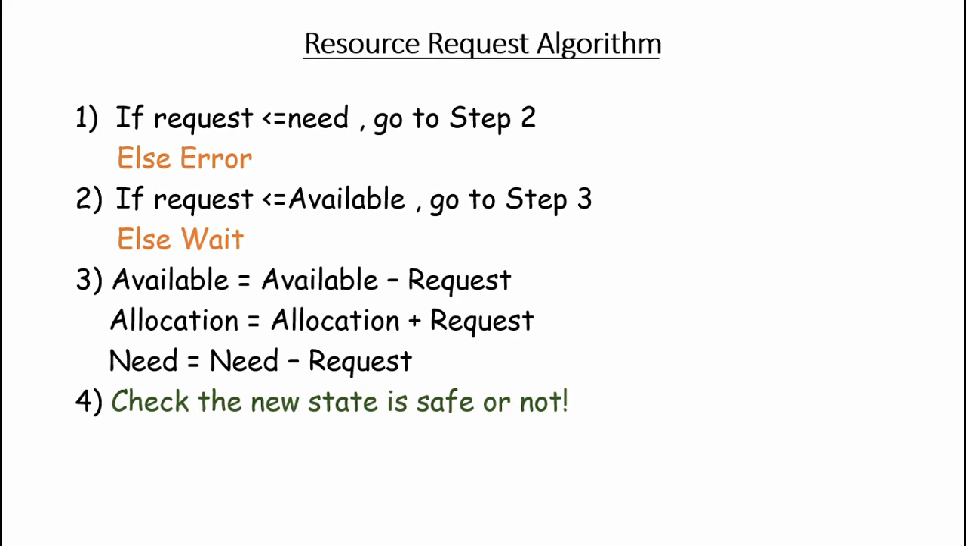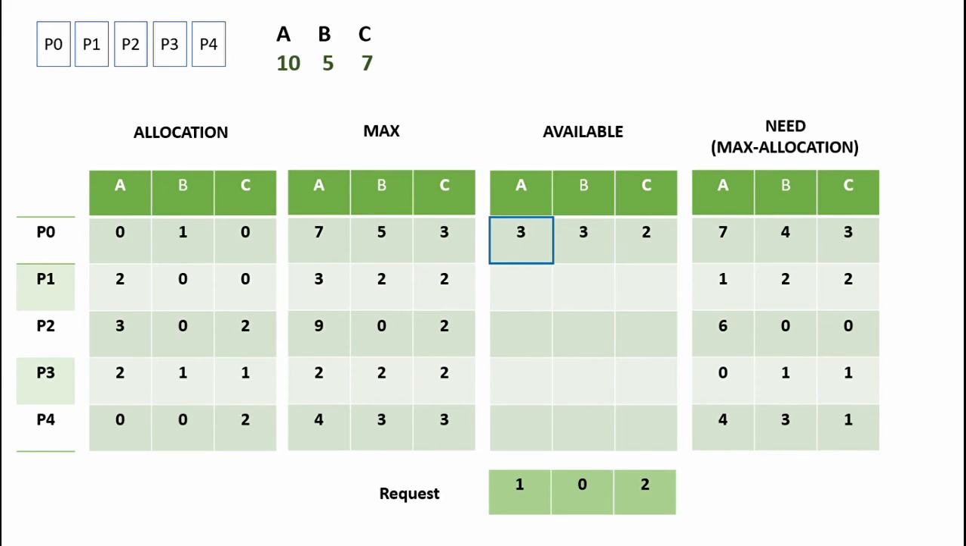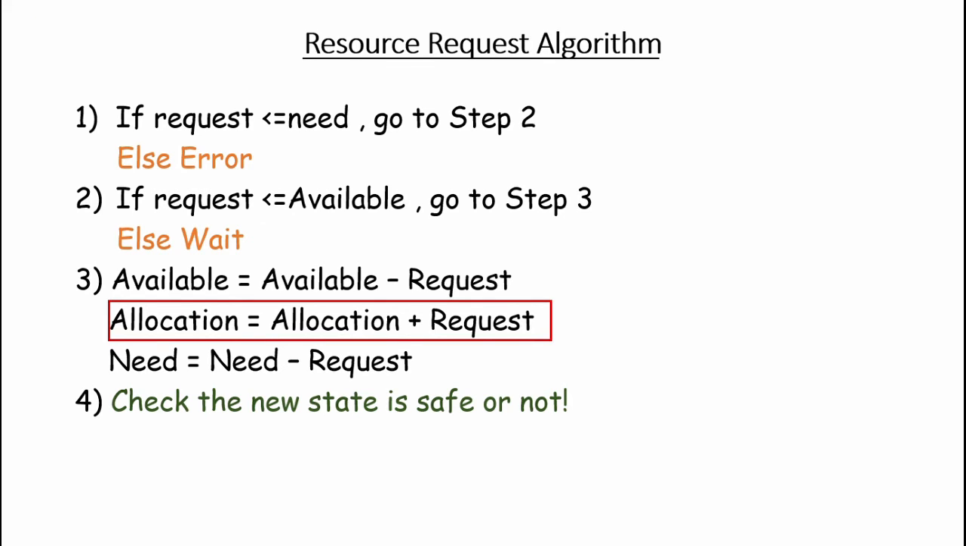So after giving the resources, obviously our available resources will be subtracted. So available is equal to available minus request. So 3 minus 1 is 2, 3 minus 0 is 3 and 2 minus 2 is 0. And now the allocation is equal to allocation plus request, because we have allocated more resources to that particular process.